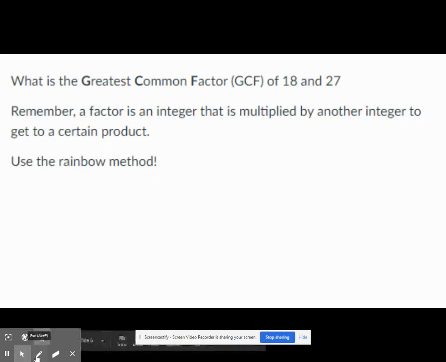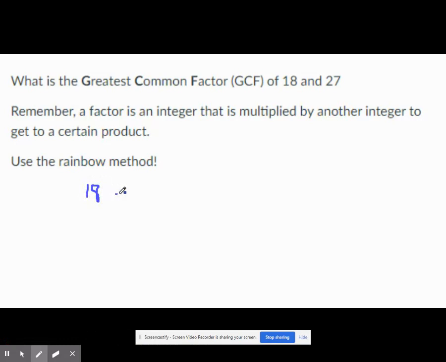All right, guys, let's work this one together. So let's start with 18. Let's do this guy in blue. 18. So we need factors of 18. Well, I know 1 is a factor of 18. That's 1 times 18. I've got 2 times 9 can actually give me 18. And if I can do 9, then I bet I can do 3. Yep.